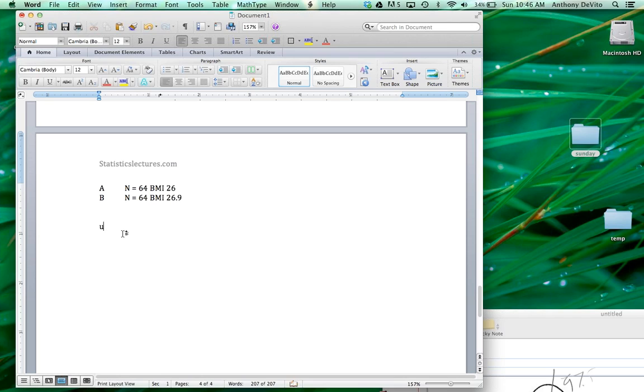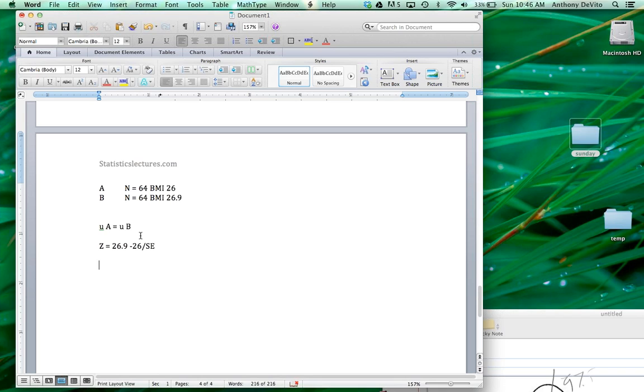Your null hypothesis might be that, excuse me, since it's a hypothesis, mu for group A is equal to mu for group B, and so on and so forth. And you know that the way you would do this is that you'd calculate your z-score just like we did before, using the 26.9 minus 26, the difference between the two means over the standard error.